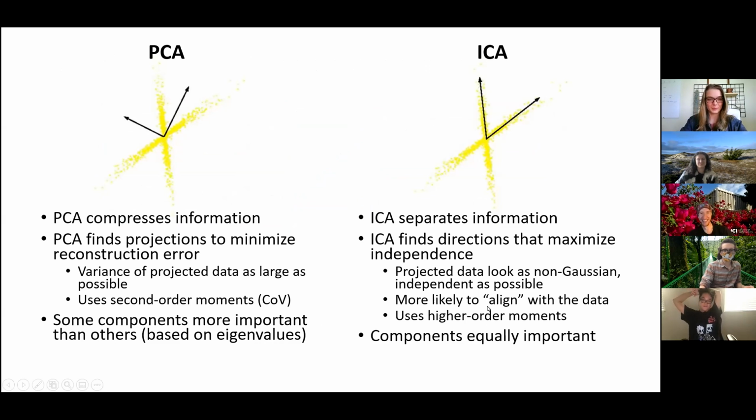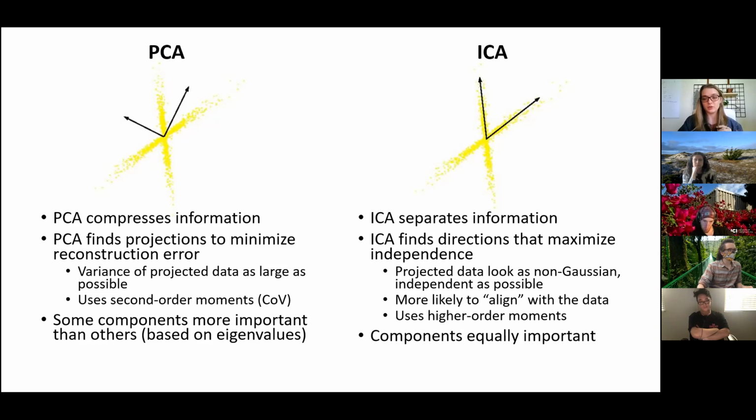So PCA, principal component analysis, the overall goal of PCA is to compress information, whereas for ICA, the overall goal is to separate information. PCA finds projections to minimize the reconstruction error, so the variance of the projected data wants to be as large as possible. PCA only uses up to second order moments, so the covariance. ICA, on the other hand, finds directions in the data that maximize independence, and they want the projected data to look non-Gaussian, so they're as independent as possible.